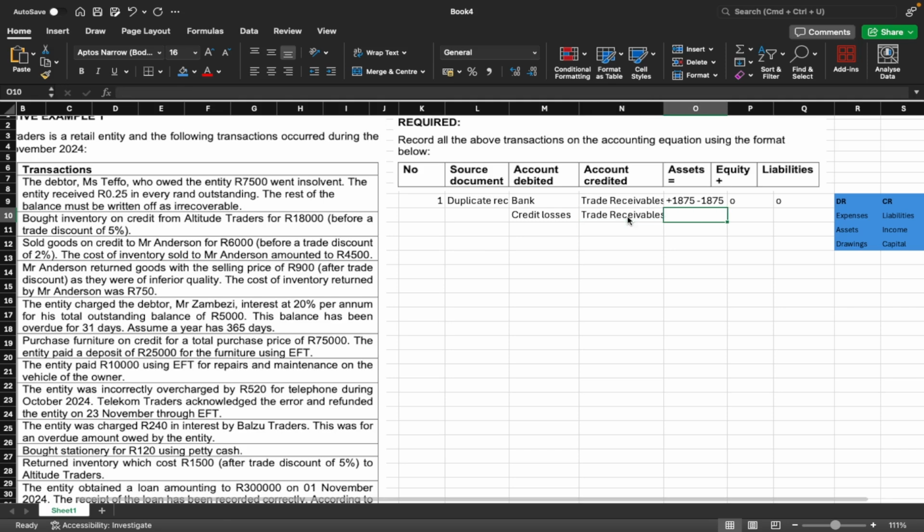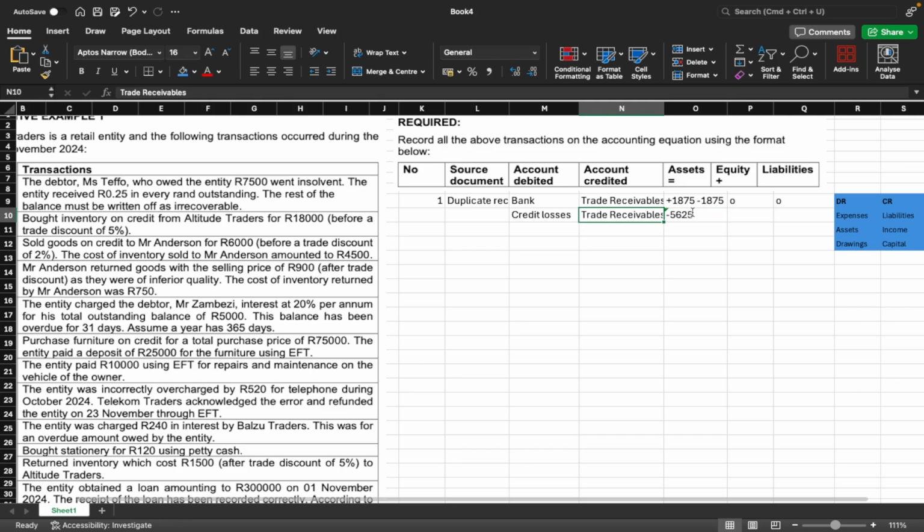And how much is it going to be? Well, it's going to be 75% of 7,500 rand. So let's calculate that and see what we get. 7,500 times 75%, 5,625 rand. Is this a positive or a negative for assets? Well, remember, trade receivables is an asset and it's going down because we're reducing our trade receivables. So we're going to put it as a negative.